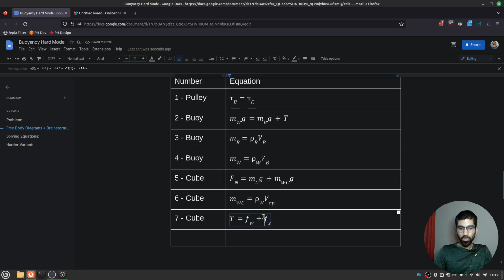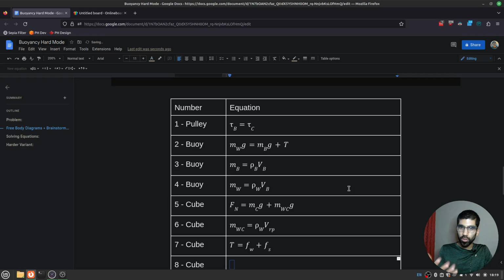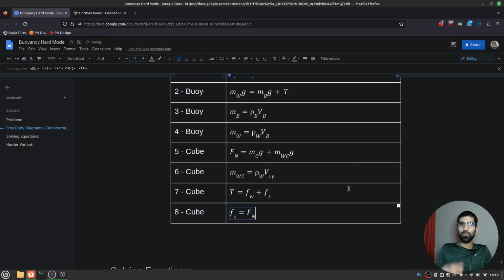And what is the friction from the sand? Well, we have, in this case, static friction. Nothing is moving yet. So we're gonna use the formula for static friction right before an object is about to move, which is the normal force times the coefficient of static friction, mu s.